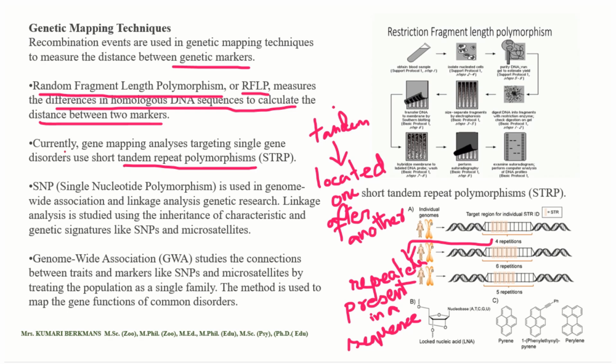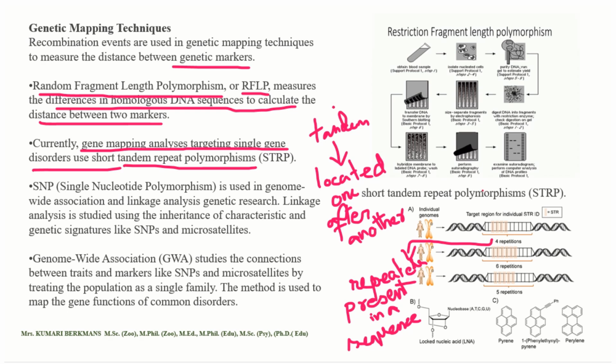And currently, the gene mapping analysis targeting single gene disorder uses short tandem repeat polymorphism, that is STRP. Okay, STRP, this is very, very important. Tandem in the sense which is located one after another.